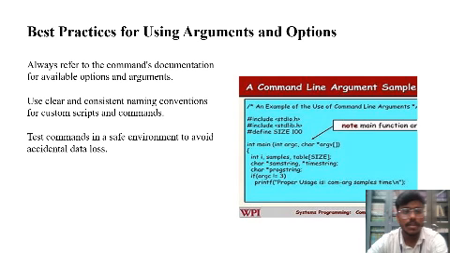Next, we can see the best practices for using arguments and options. Always refer to the command's documentation for available options and arguments. Use clear and consistent naming conventions for custom scripts and commands, and test commands in a safe environment to avoid accidental data loss. You can see the example of using command line arguments. For example, #include <stdio.h>, then #include <stdlib.h>. We can use the library also. Define the size of 100, then the main function with arguments, for example int main(int argc, char *argv[]), int i, and so on, like that.